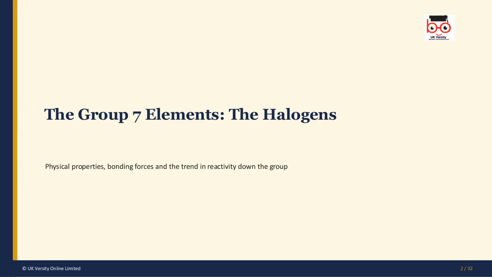In this second outcome, we turn to Group 7, the halogens. We'll look at what they're like physically, the forces that hold their molecules together, and how their reactivity changes as we go down the group.